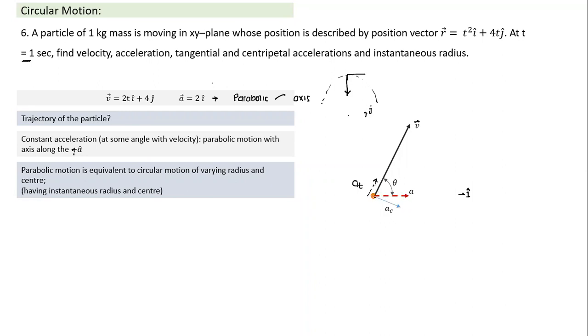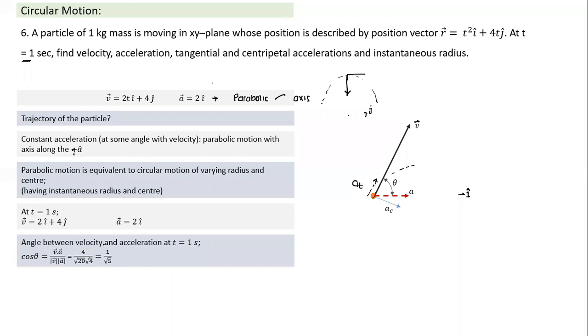So what is the nature of the path here? Since the centripetal acceleration is in this direction, it will curve towards the right, something like this. Can we find it at t = 1? This is v. So what is the angle between velocity and acceleration? I need angle theta here. I can find cos theta using the dot product property: the dot product divided by the product of their magnitudes.